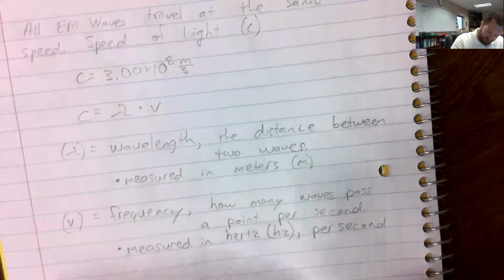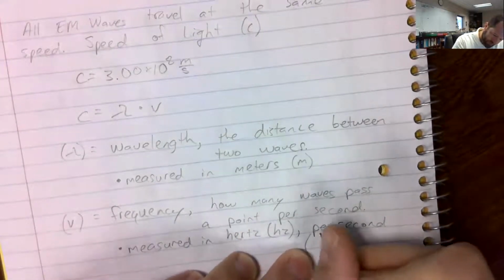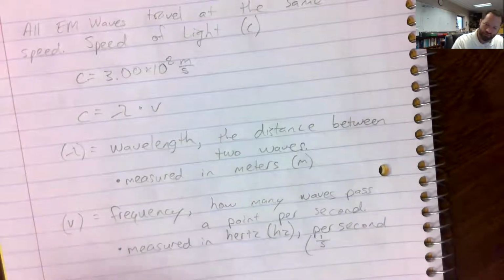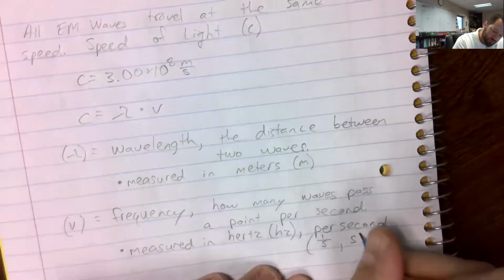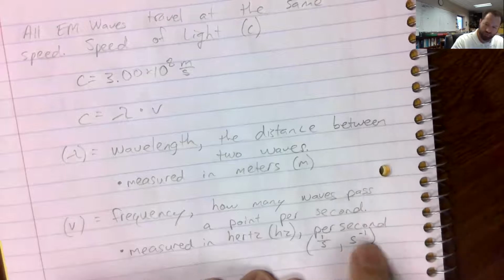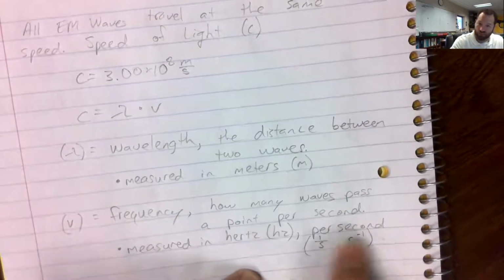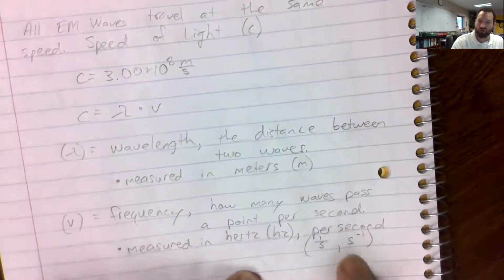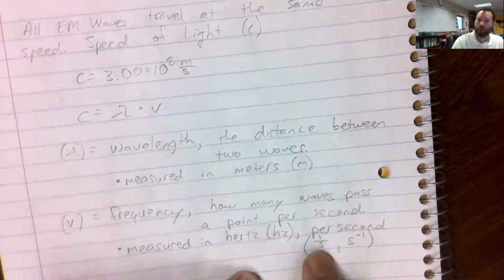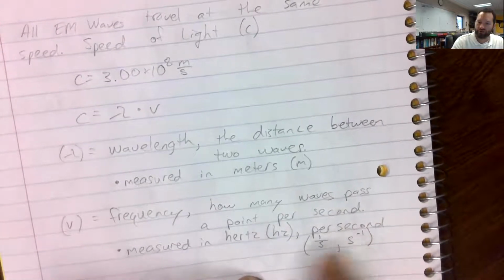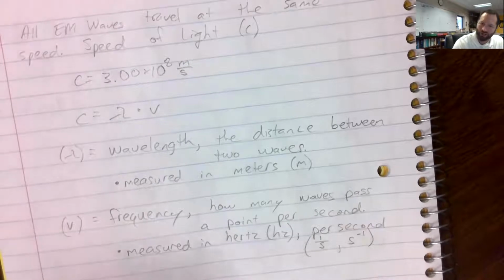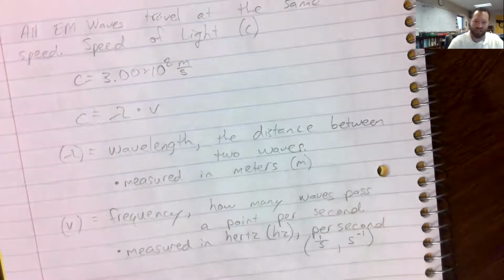Waves per second. And we symbolize that as 1 over s, or s to the -1. So you guys are familiar with something to the -1 is the inverse. So these two things are saying the same thing. So mathematically, if we weren't aware of that, hopefully you now are. 1 over s, that's per second.